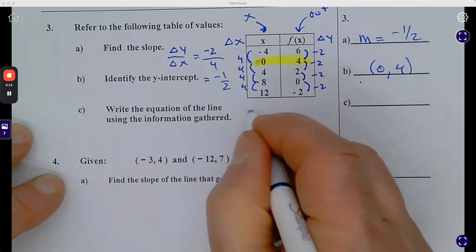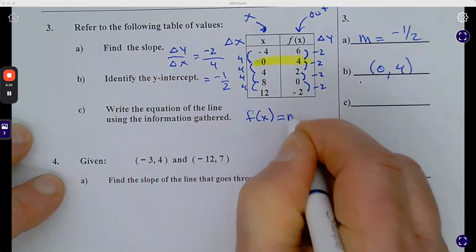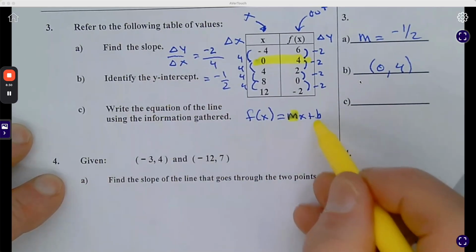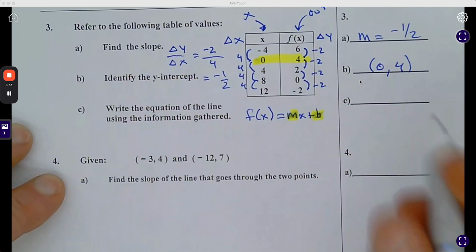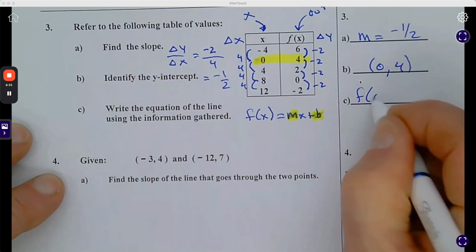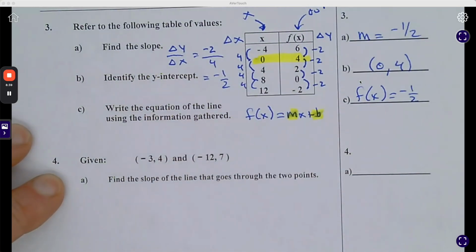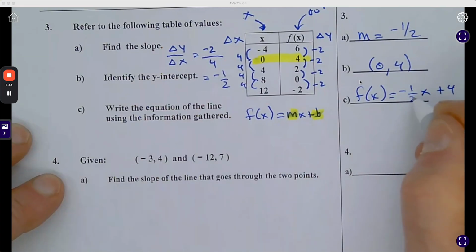Because it's that, I'm going to write f of x equals mx plus b. So I got to substitute in for that, and I got to substitute in for that. So, f of x equals negative 1/2 x plus 4. You are done.